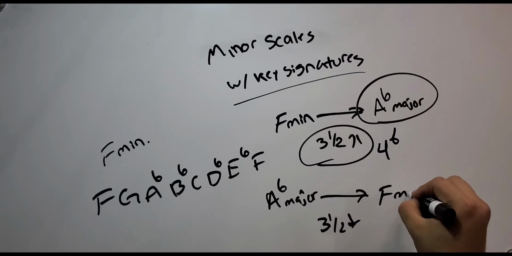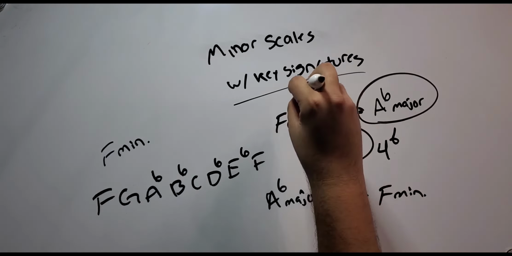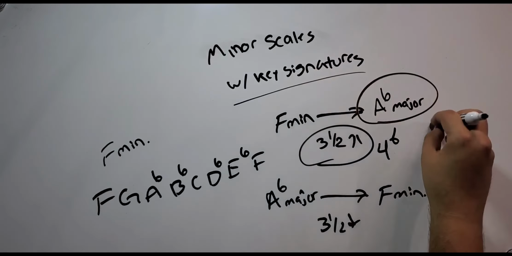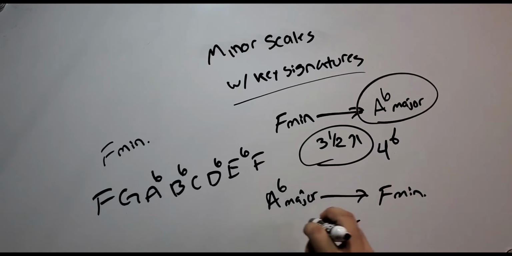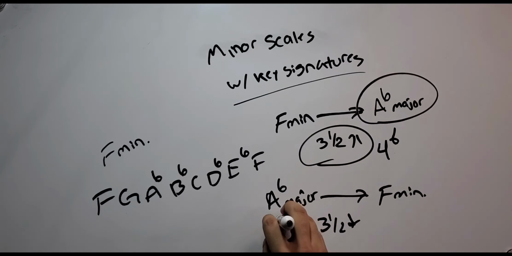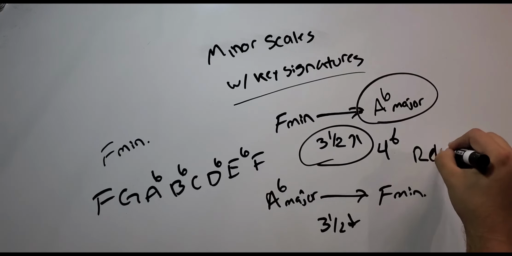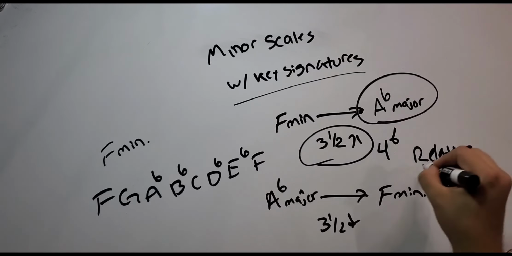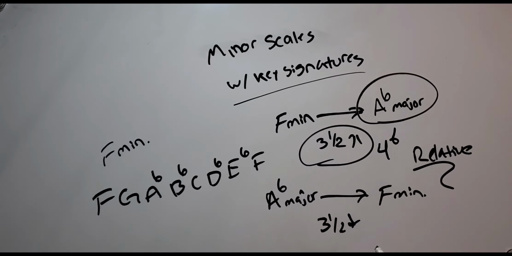Okay? So make sure we commit this to memory that when given the minor and finding the relative major, the 3 half steps, we got to go up. When given the major and asked to find the relative minor, we have to go down 3 half steps.